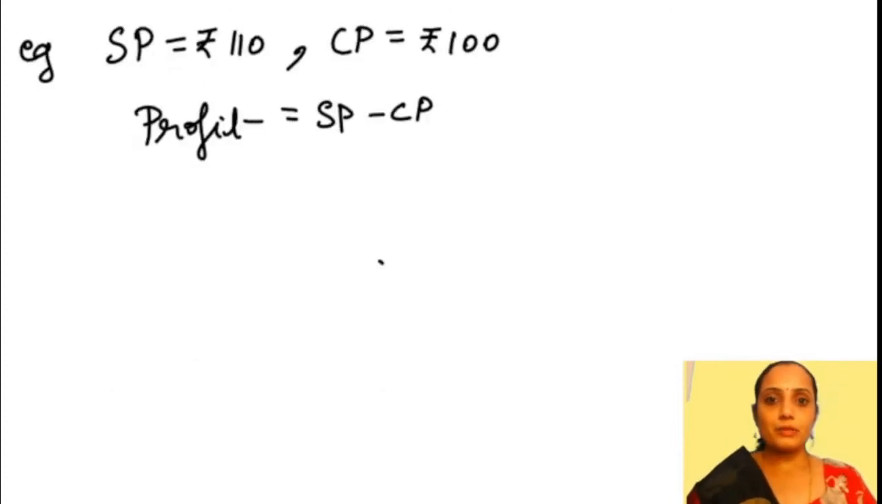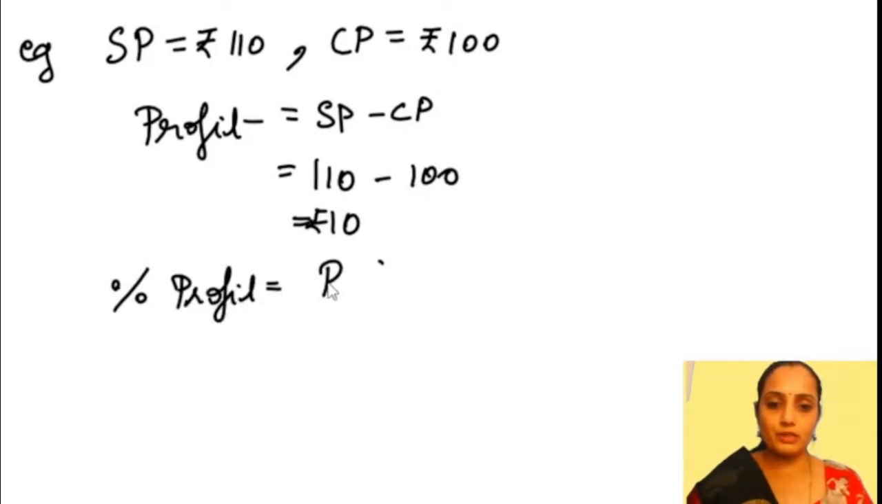Now let's see one example. The selling price is greater than the cost price. That means there is a profit here. Profit is selling price minus cost price, which will give us 110 minus 100. So this gives us 10 rupees profit. Now let's calculate the percentage profit.